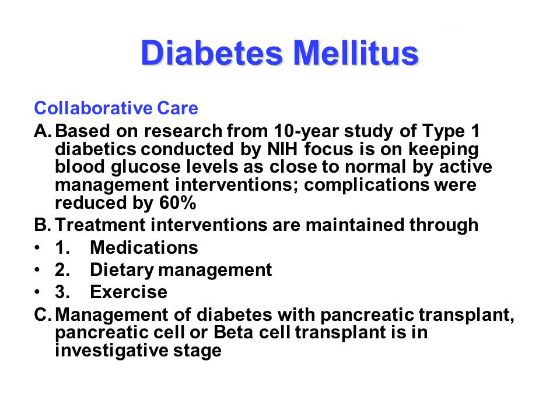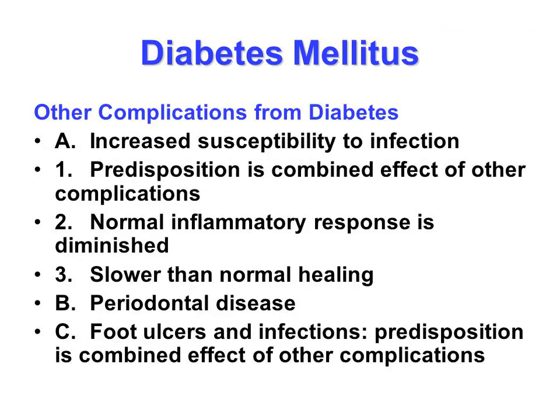Pancreatic islet beta cell transplant is in an investigative stage. Diabetes mellitus. Other complications from diabetes. A. Increased susceptibility to infection. 1. Predisposition is combined effect of other complications. 2. Normal inflammatory response is diminished. 3. Slower than normal healing. B. Periodontal disease. C. Foot ulcers and infections. Predisposition is combined effect of other complications.